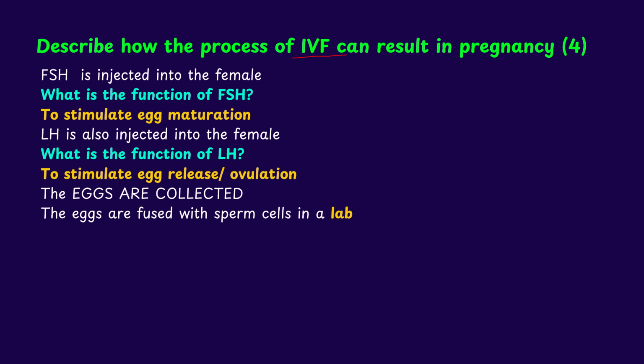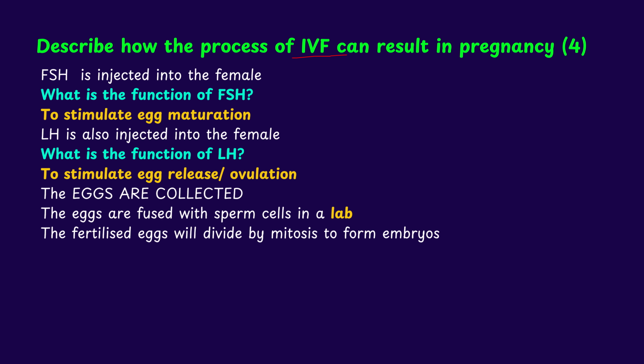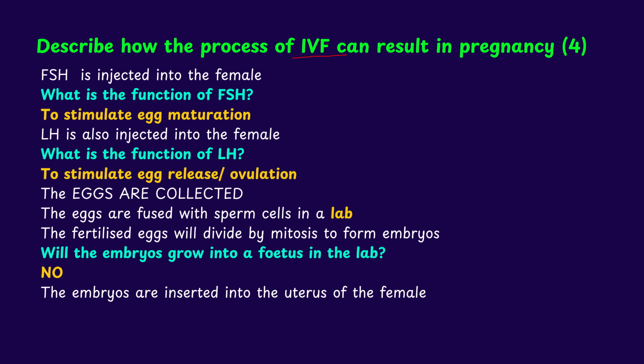The eggs are fused with sperm cells in a lab. The fertilized eggs will divide by mitosis to form embryos. Will the embryos grow into a fetus in the lab? No. The embryos are inserted into the uterus of the female.